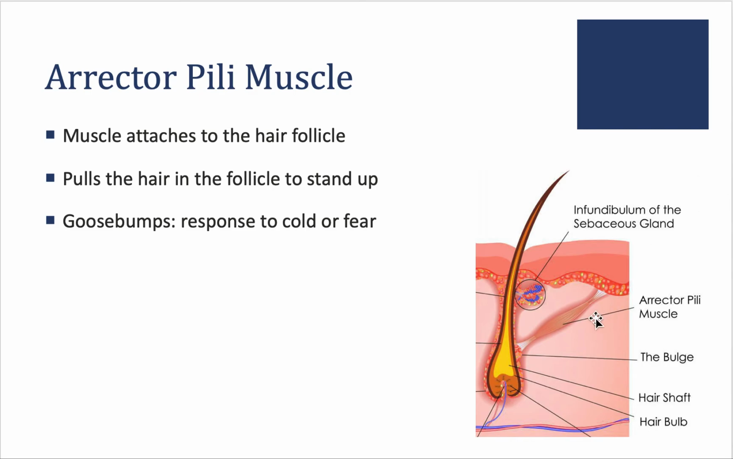Next, you have the erector pili muscle. The erector pili muscles are muscles that are attached to the hair follicle. Its job is to pull the hair in the follicle in order for the hair to stand up. So remember that muscles move things. In this case, the erector pili muscle moves the hair. We see the erector pili muscle in action when we get goosebumps, which are a response to cold or fear.